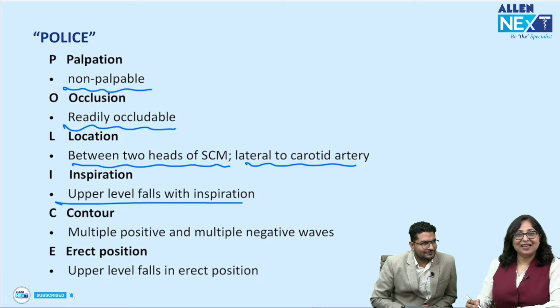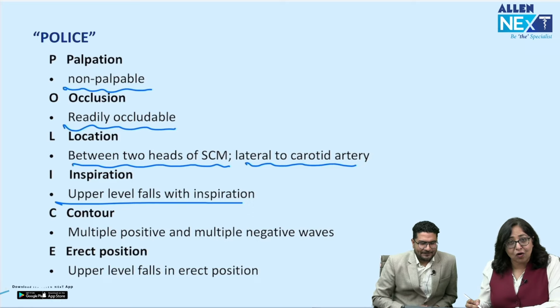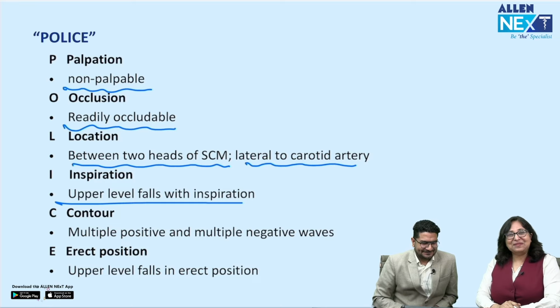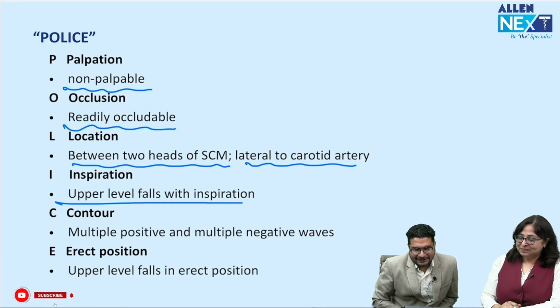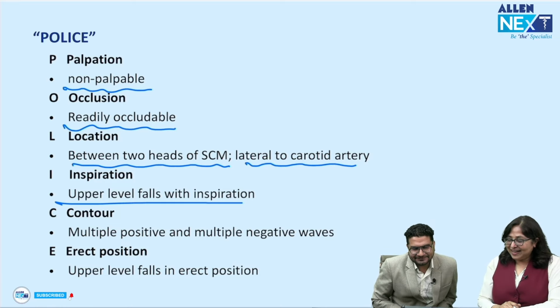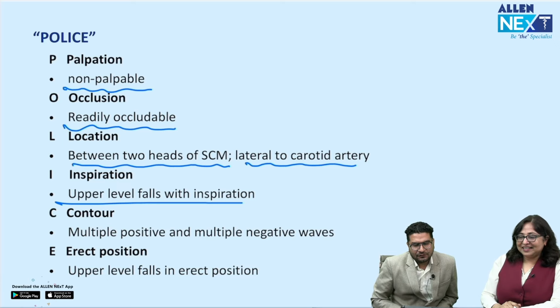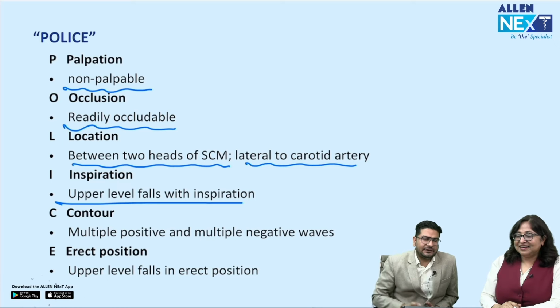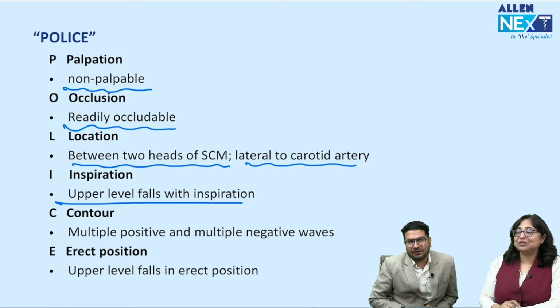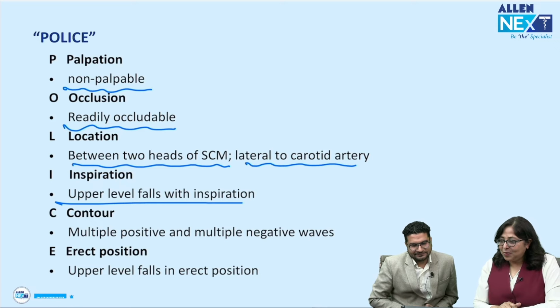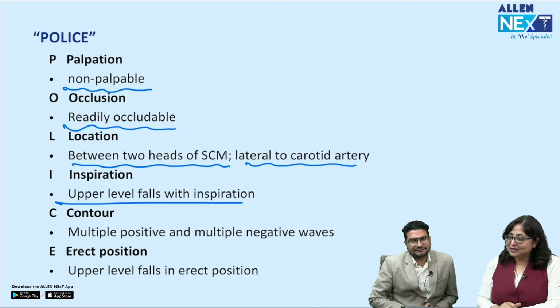What if the upper level does not fall, or it rises with inspiration? What is that sign called? Anyone? If JVP fails to fall or it paradoxically increases, that is what we call Kussmaul sign. And again, if somebody can tell me what is the condition in which Kussmaul's sign is seen.